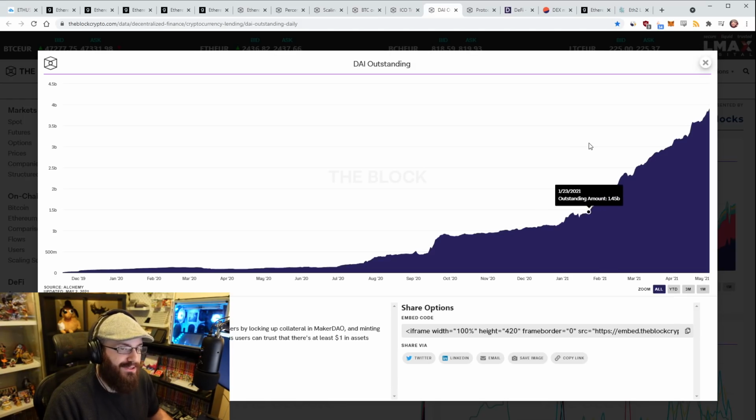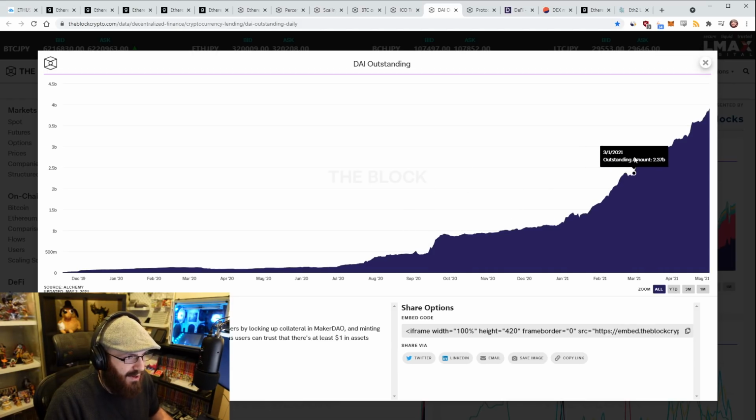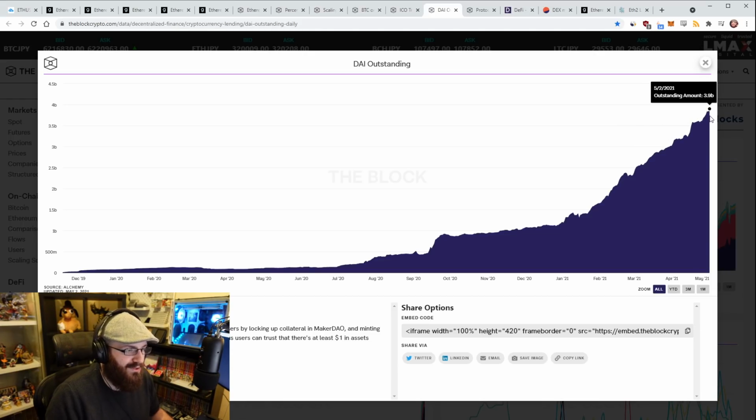So another breakout metric over the last few months, and especially during March and April, is the total DAI supply. So you can see here it's exploded up. If we go to March 1st, 2.3 billion to today's 3.9 billion. So it's about $1.6 billion of DAI being issued over the last 2 months. And DAI supply is at an all-time high, as you can see in the chart here.